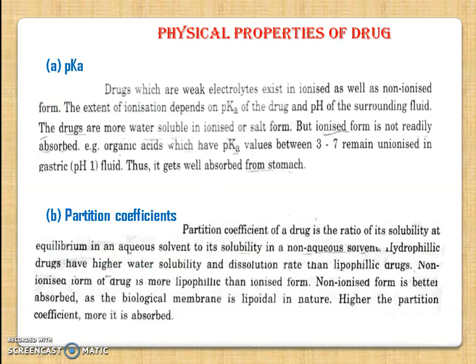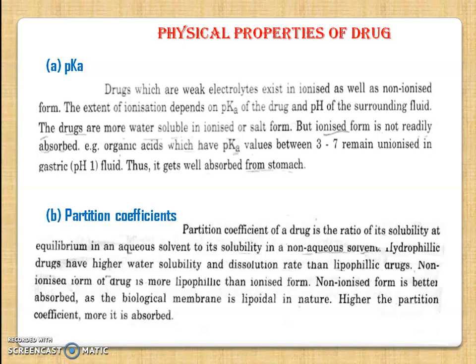So pKa. Drugs which are weak electrolytes exist in ionized as well as non-ionized forms. So the extent of ionization depends on the pKa of the drug, that is the dissociation constant of the drug, and the pH of the surrounding fluid. Drugs are more water soluble in ionized or salt form, but the ionized form is not readily absorbed. For example, organic acids which have pKa values between 3 to 7 remain unionized in gastric fluid, that is pH 1. Thus they will be well absorbed from the stomach. So in short, unionized drug will absorb more as compared to ionized drug.